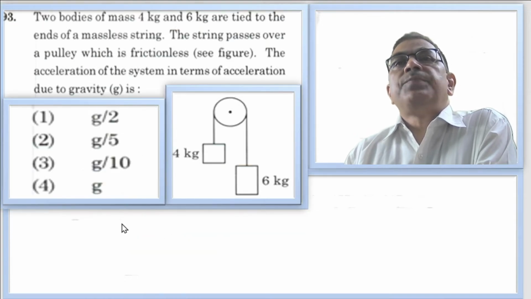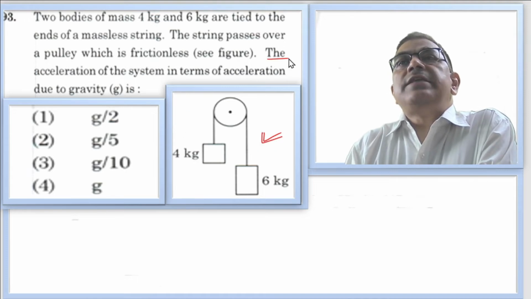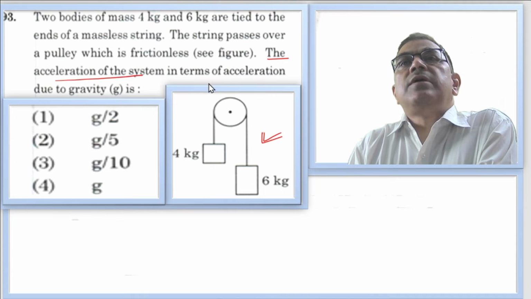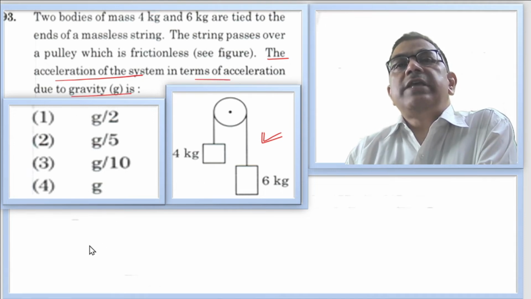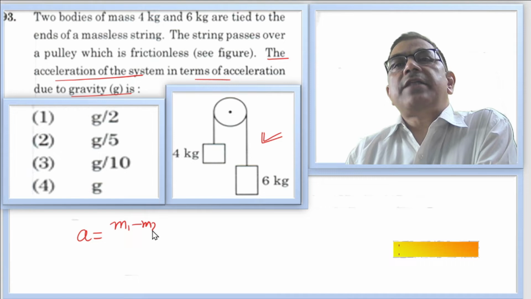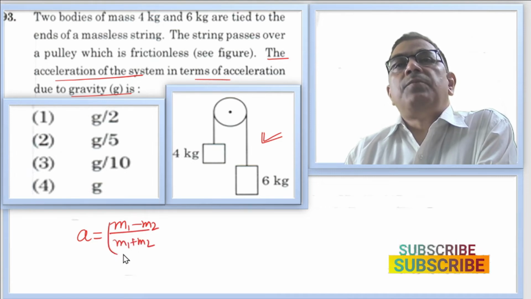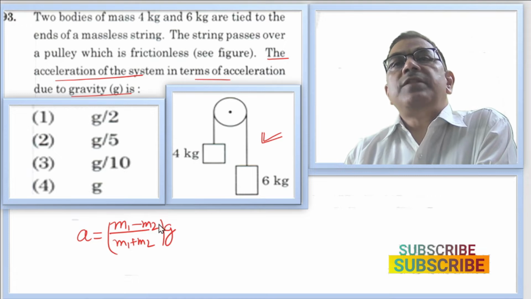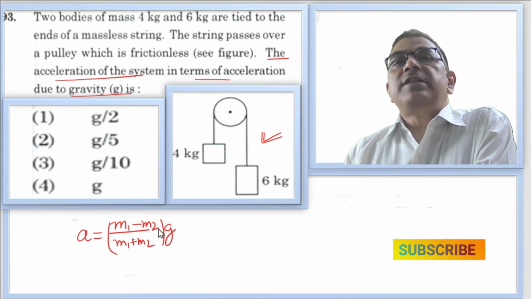This is very much a standard problem. This is the Atwood machine, and what they have asked is the acceleration of the system in terms of acceleration due to gravity. Because this is the Atwood machine, the acceleration will be given by this formula, which you can always use for the case of the Atwood machine. This is standard, so I'm not deriving it. It is M1 minus M2 bracket upon M1 plus M2 bracket into g, and you should always remember that M1 is more than M2.